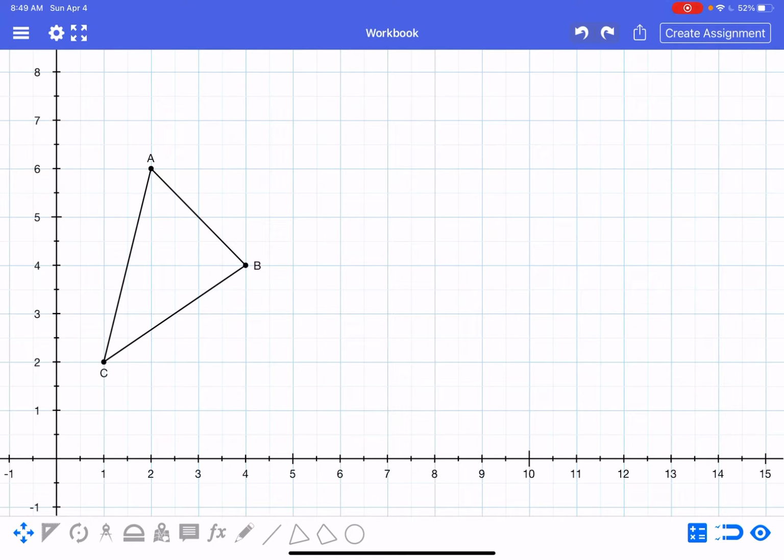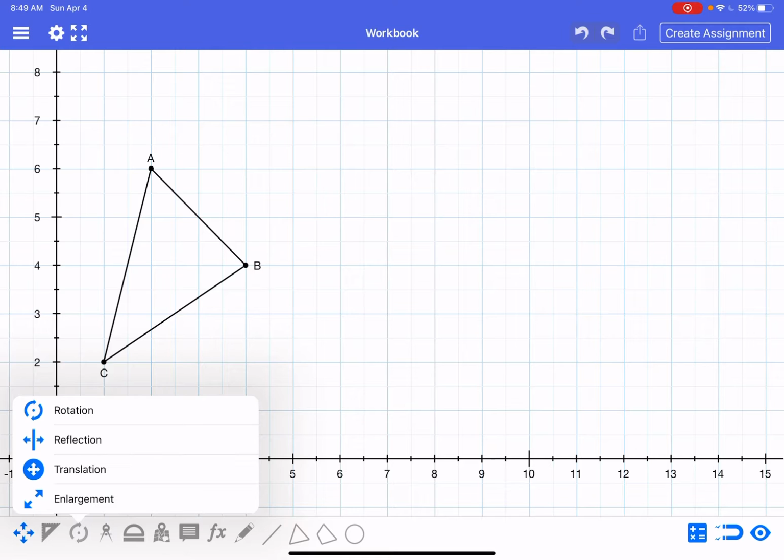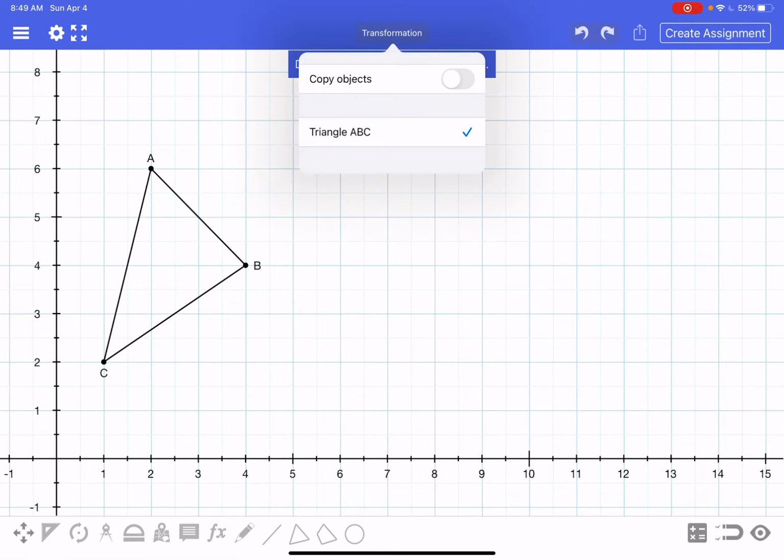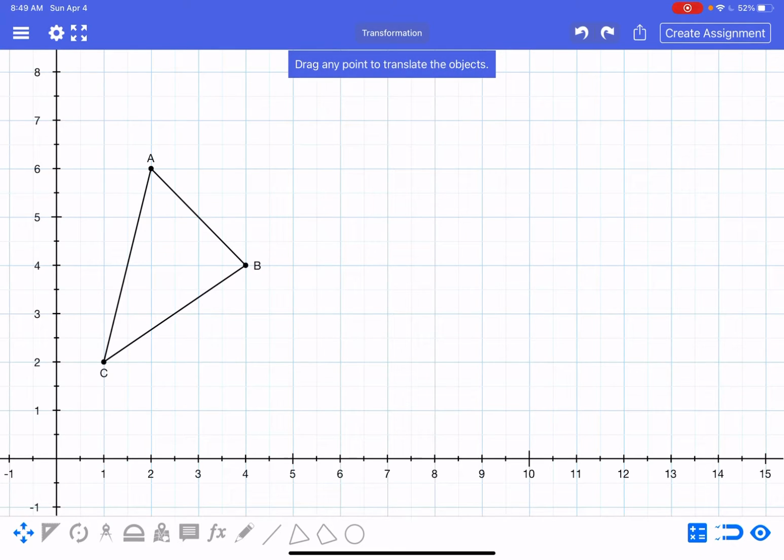Now, what we did last week was a translation or a slide. So I'm going to go translation, and I want the object copied. Okay, so there's our triangle, and I can move the triangle by just dragging the point. So if I drag A, there's my triangle. So at the top in the green, it says that I moved it 1 and 0. Now I moved it 2 and 0.